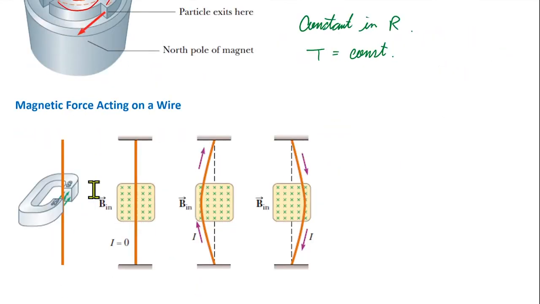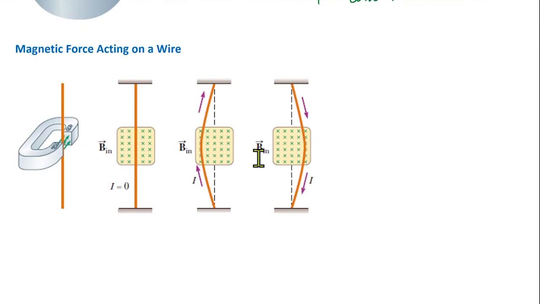Okay. Now let's figure out, well, what about if there's a wire? A wire is moving charge, isn't it? So that gets affected by the magnetic field. First we'll figure out the direction of the force, and then we'll figure out the magnitude. So we put the magnet, this U-shaped magnet, around the wire, then how does it bend the wire?